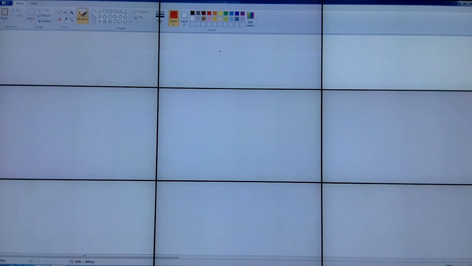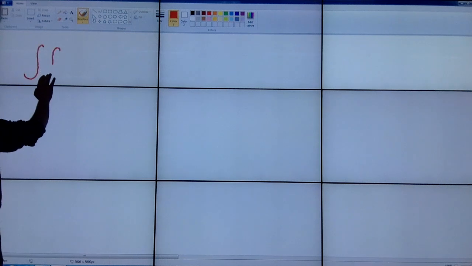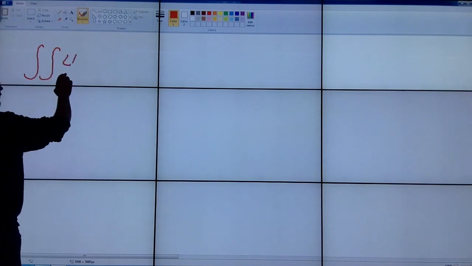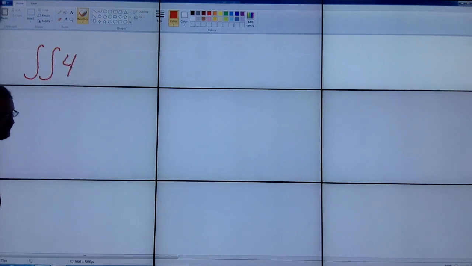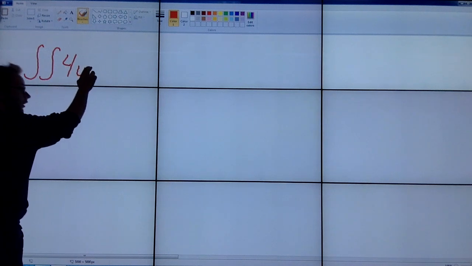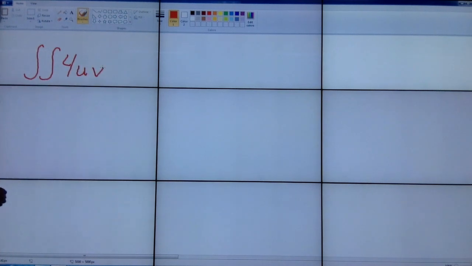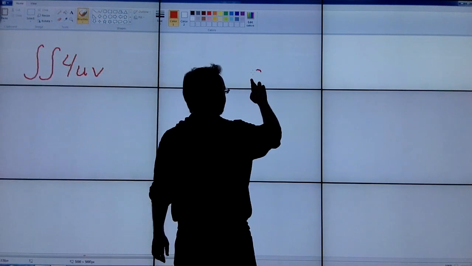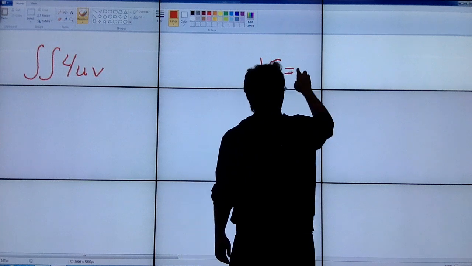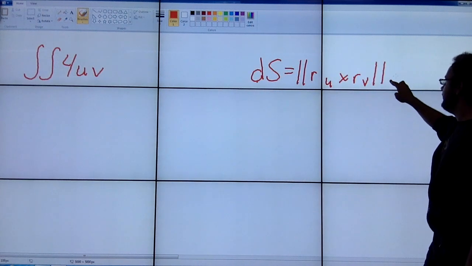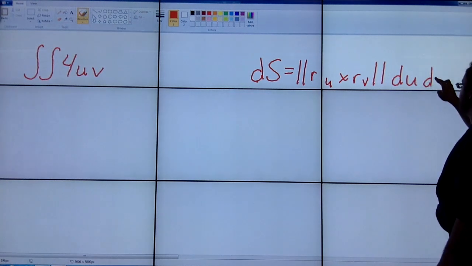Step 3. What was our integral? It's the double integral of 4xy, right? Okay, 4xy. What's x equal to according to our parameterization? u. What's y equal to according to our parameterization? v. Okay. And then lastly, we have to multiply this ds term. But what is ds? ds is equal to the magnitude of RU cross RV du dv, or dv du, whatever order you want to do it in.